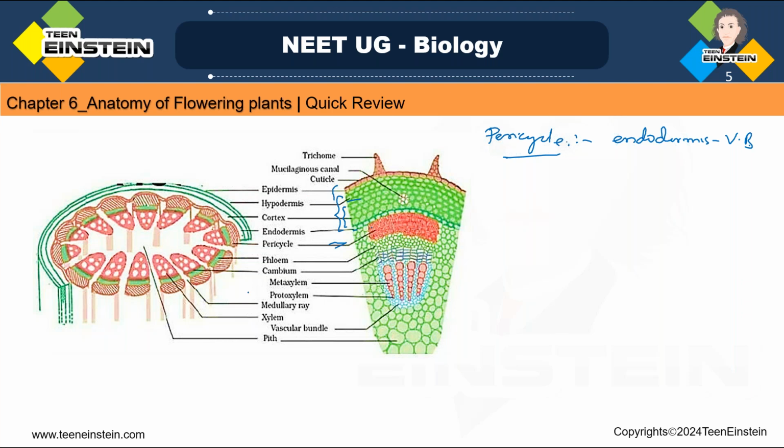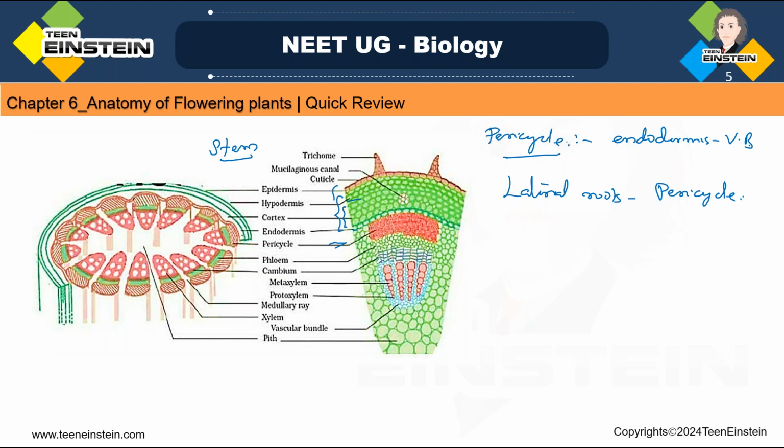This is a figure of a stem. Here you can see this is sclerenchymatous, somewhat thickened cells. So in stem it is sclerenchymatous and in root it is parenchymatous. Okay. And lateral roots originate from where? Lateral roots originate from the pericycle. The origination of lateral roots is from the pericycle region.